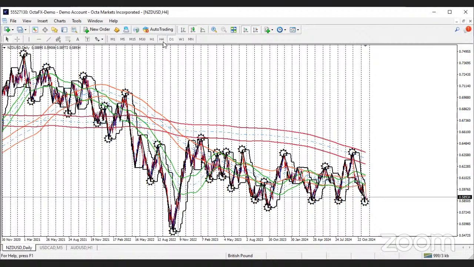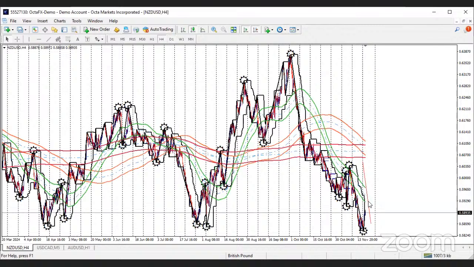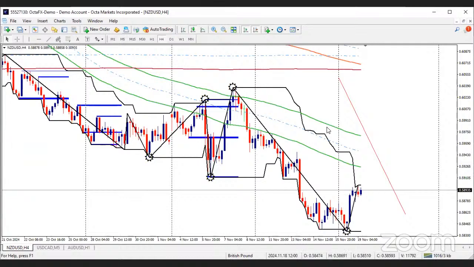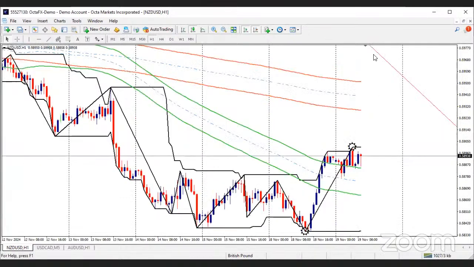So on the H4 time frame now, sunshine already printed. We already see the reversal happening, right? It's already happening. So we're just going to go ahead to the 1 hour time frame and mark out where we expect price to trade back into.